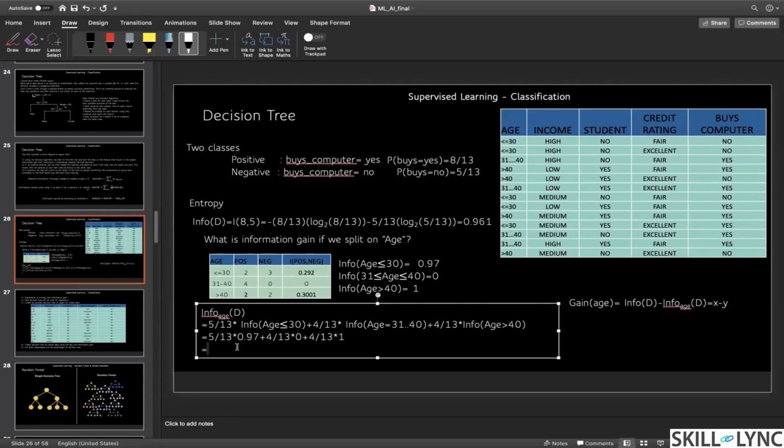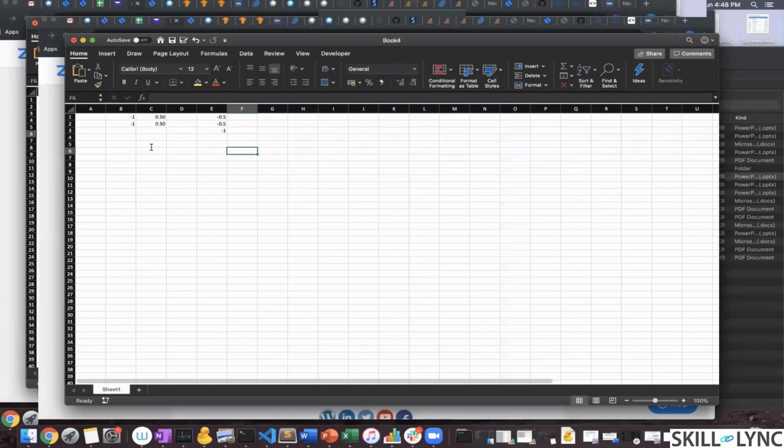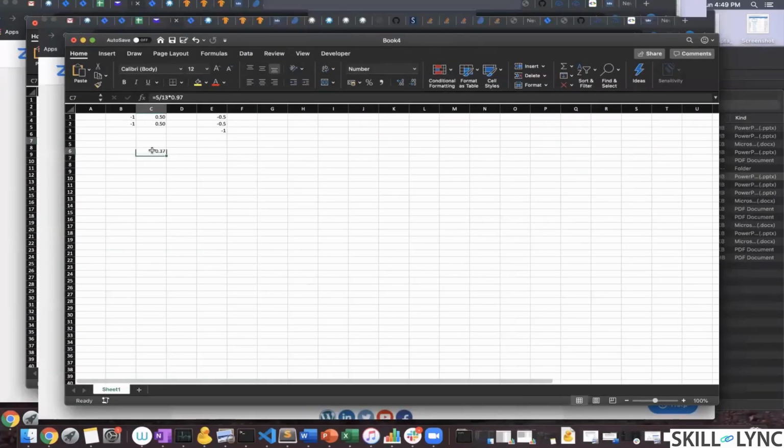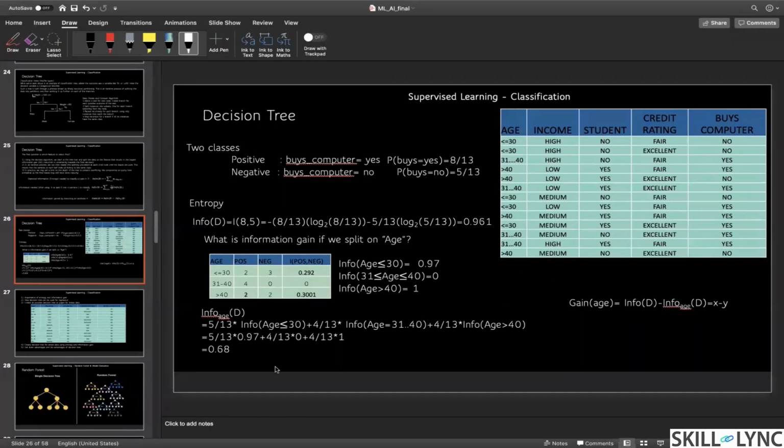4 by 13, 5 by 13 into 0.97. So 5 by 13 into 0.97, 4 by 13. Okay. So did you also get the same value 0.68? Okay, great. So now these are the information values.